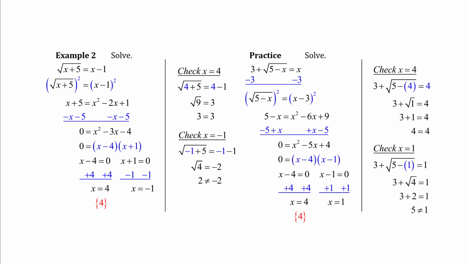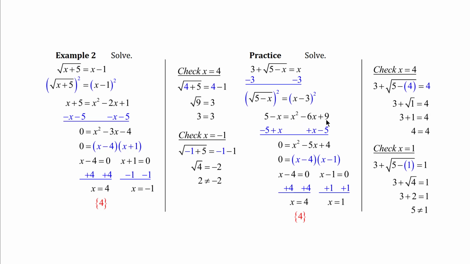Alright, so let's go over the practice problem. First, we need to isolate the radical on one side of the equation, so I started off by subtracting 3 from both sides. The result is the square root of 5 minus x equals x minus 3. Next, we get rid of the square root by taking the square of both sides of the equation. The result after taking the square of both sides is 5 minus x equals x squared minus 6x plus 9.